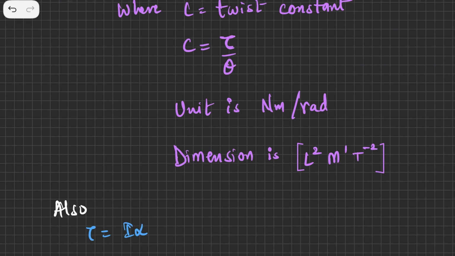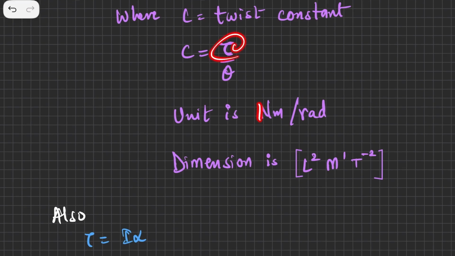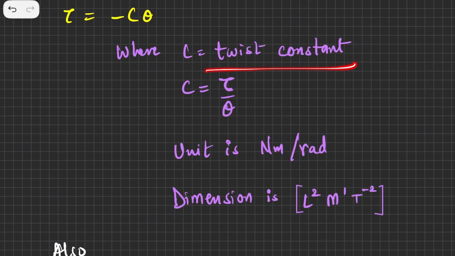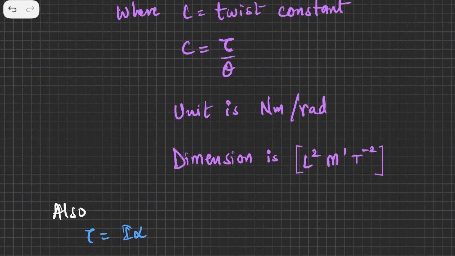Then comes the unit. The unit of torque is Newton meter, and theta, that is angle, has the unit radians. So c is the twist constant, and the formula for twist constant is torque upon theta, and Newton meter per radian is the unit for that. And the dimension of the twist constant is the same as that of torque. The reason is that radian is the unit for angle, and angle does not have any dimension. It's a supplementary quantity.